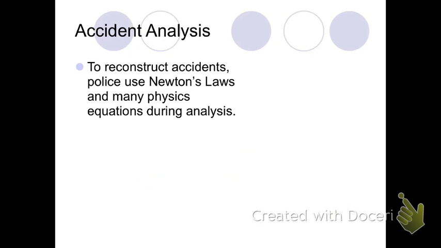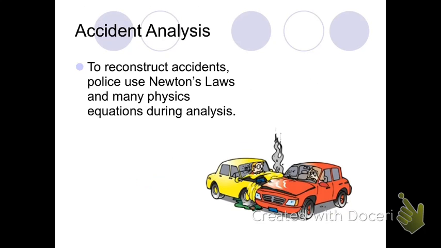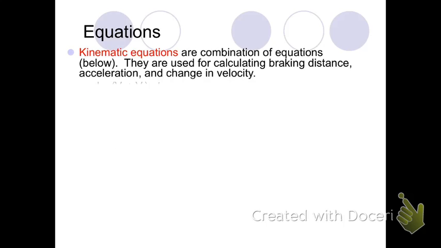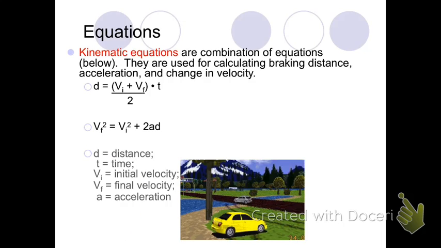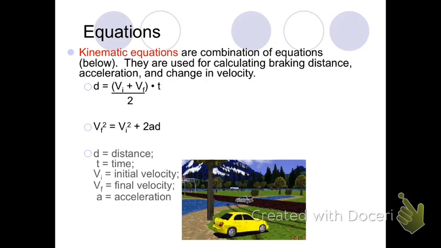When accidents are being analyzed, police use Newton's laws and physics equations during that analysis. The kinematics equations are combinations of equations. They're used to calculate braking distance, acceleration, and change in velocity. So these are the 2 big equations that we're going to be using, and you need to learn how to use. And then I show you what the abbreviations are for below.